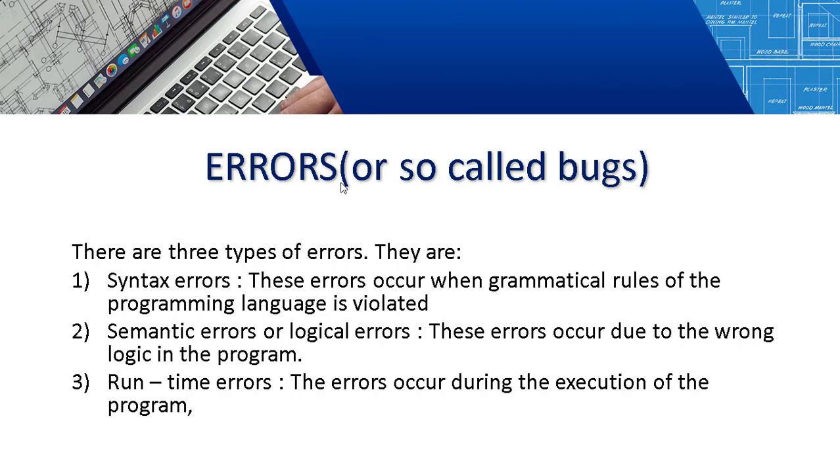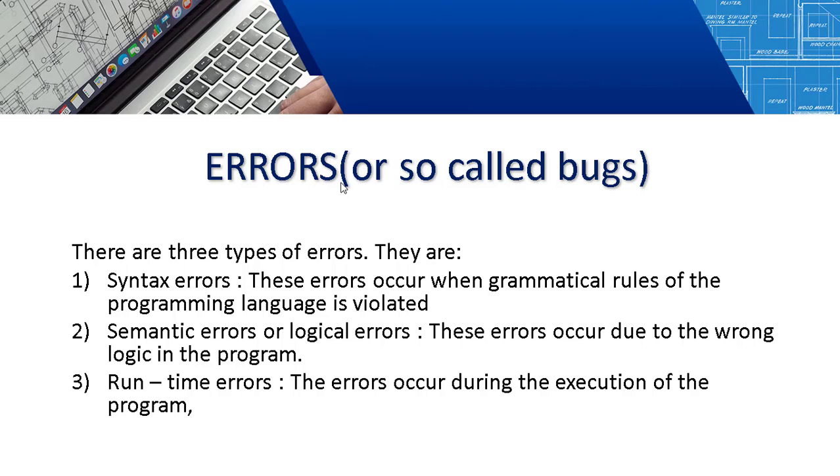The last type of error is runtime error. Runtime error occurs during the execution of the program. Once you write the program and run it, you get grammatical errors, that is the syntax errors, and you correct those errors. Then you get semantic errors, and again you correct those errors. Then finally when you run the program, if you get any errors at that time, it is known as runtime errors.